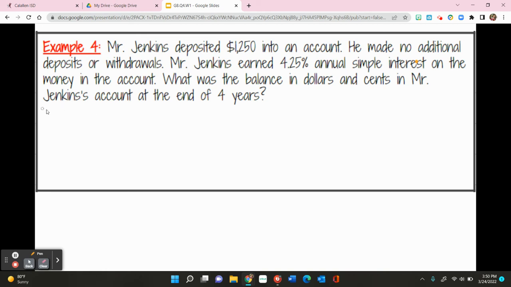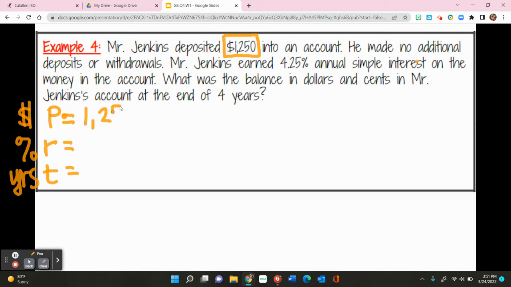So let's go ahead and identify some key information. I want to know what the principal equals, the rate, and I want to know what the time is. So again, remember, principal is your amount of money, your rate is your interest percent, and your time is the amount in years. So looking here at the problem, my principal is going to be $1,250. That is how much he is depositing into his account. His account earns 4.25% annual simple interest, so my interest rate is 4.25%.